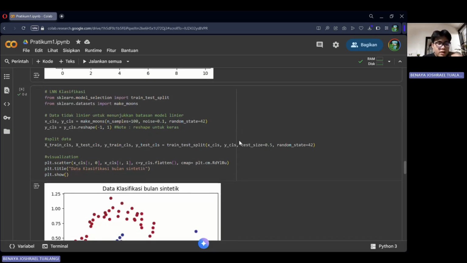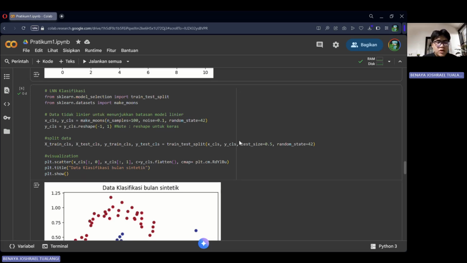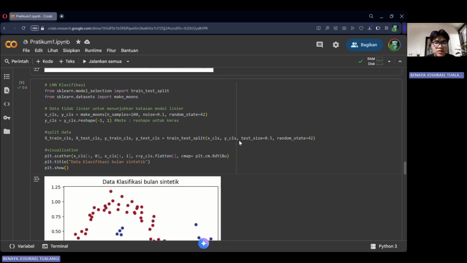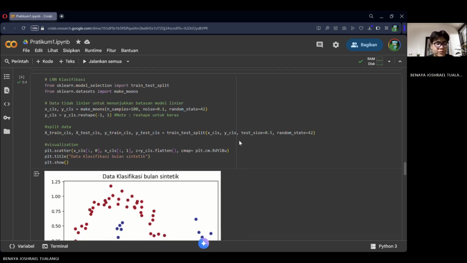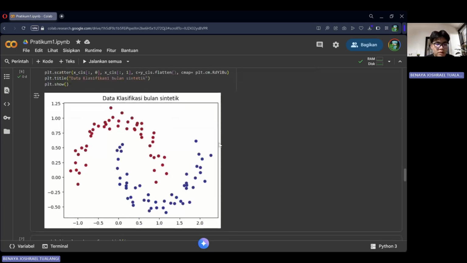So now we have the linear classification experiment. Here we shift to a classification task using a new nonlinear dataset called make_moons. This data, visualized here, consists of two intertwined crescent shapes. We split this data into training and testing sets. Because the data is curved, it cannot be perfectly separated by a single straight line, which will be key to our findings. Here's the output.